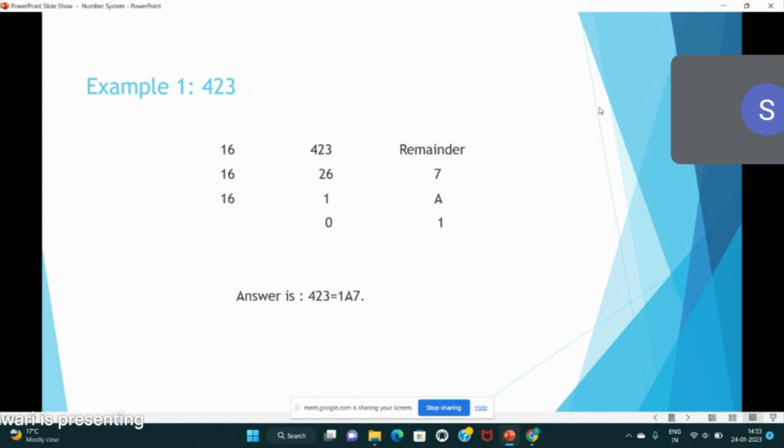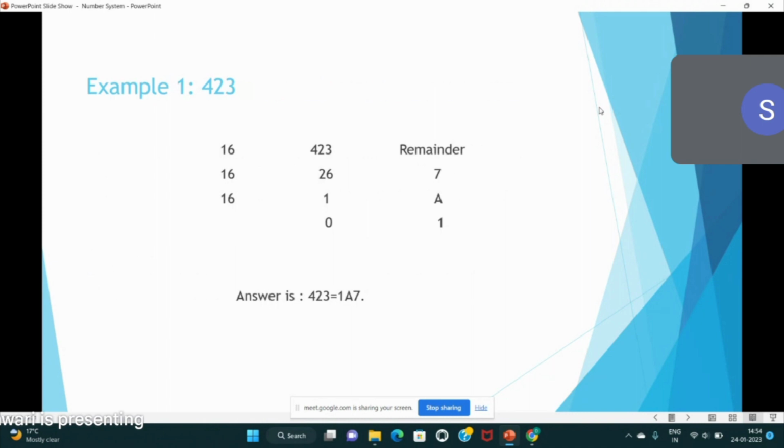Again we divide 26 by 16. The quotient is 1 and the remainder we get is 10, but we can't write 10 in a hexadecimal number as it is. By the given notation, we write it as A. Again, we divide 1 by 16. The quotient becomes 0 and the remainder becomes 1.